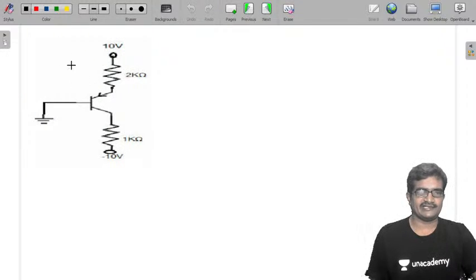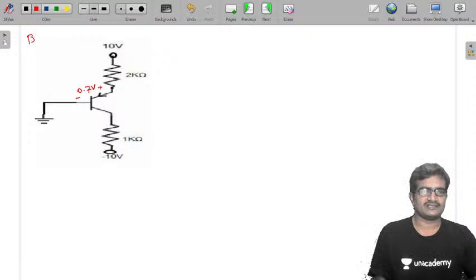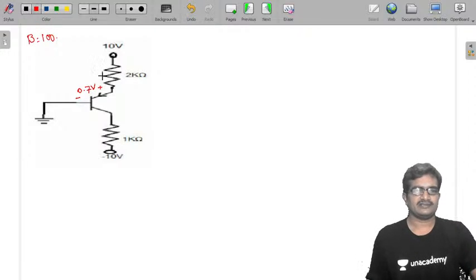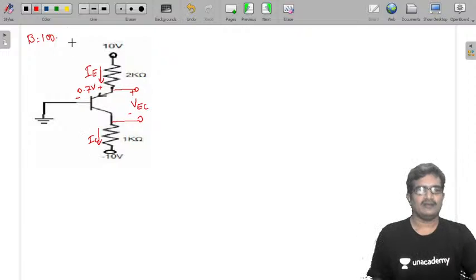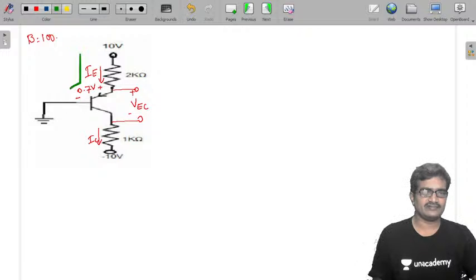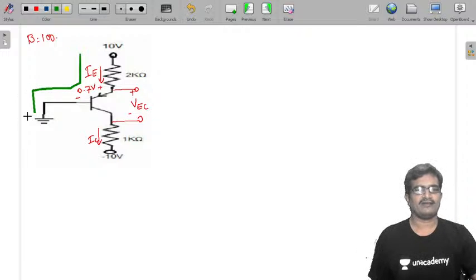Next, taking this circuit, same procedure. Just they given VEB 0.7 volts and beta also they given 100. Now there is no base resistance. Here is a resistance they given at the emitter terminal, so it is IE, and it is the collector terminal, so it is collector current IC. And this is the voltage VEC. Just applying KVL to the input loop to calculate the base current.